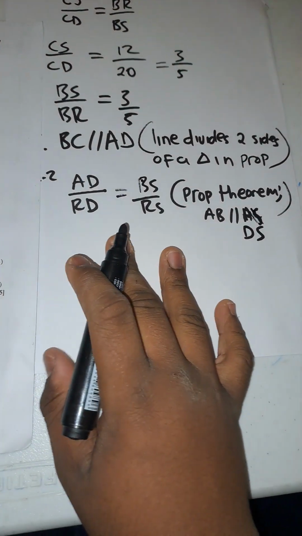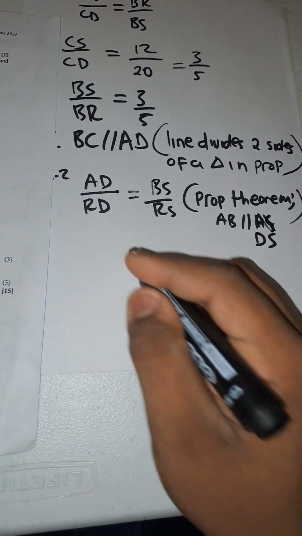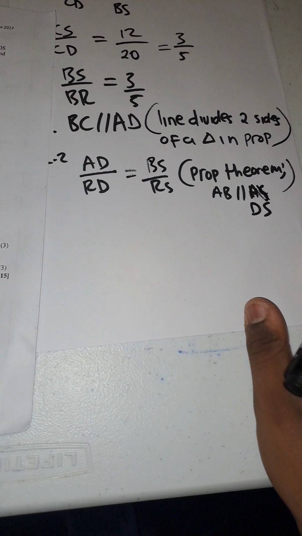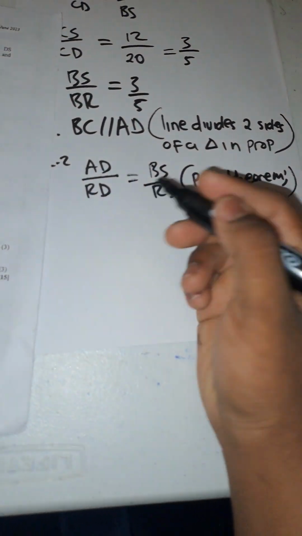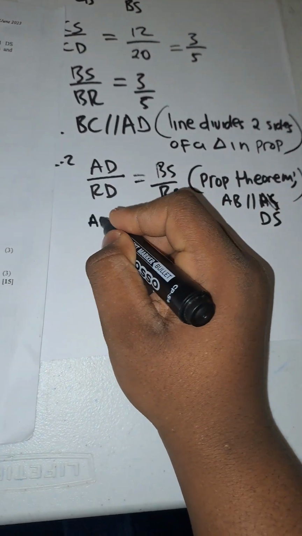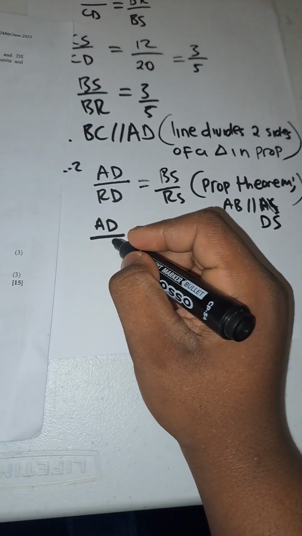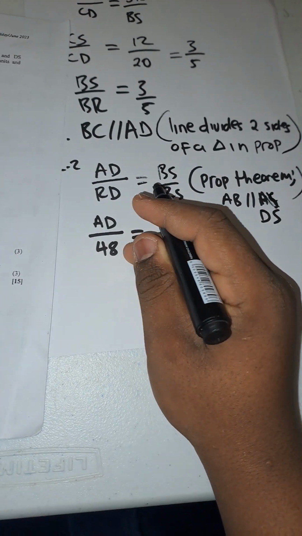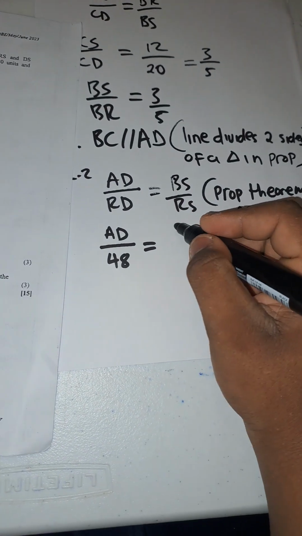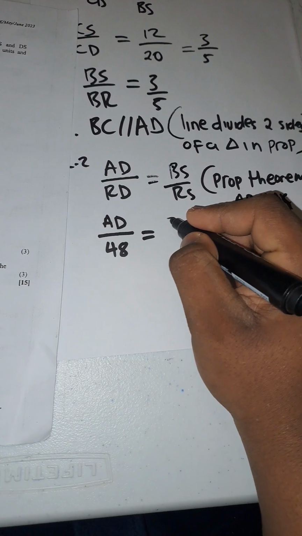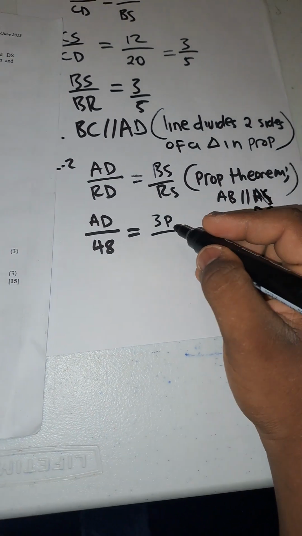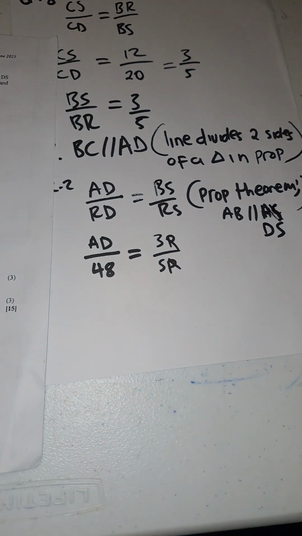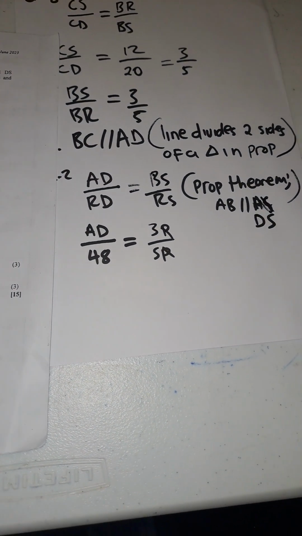Okay, now let's continue. What is my AD there? My AD is the one that they want because it is part of that ratio there. So it will be AD over what? What is my RD? I was given that it is 48 units. Right? And then what is my BS there? I told you it will be 3p over BS, 5p. But this one will cancel. And we didn't want to write answers only because these are ratios.